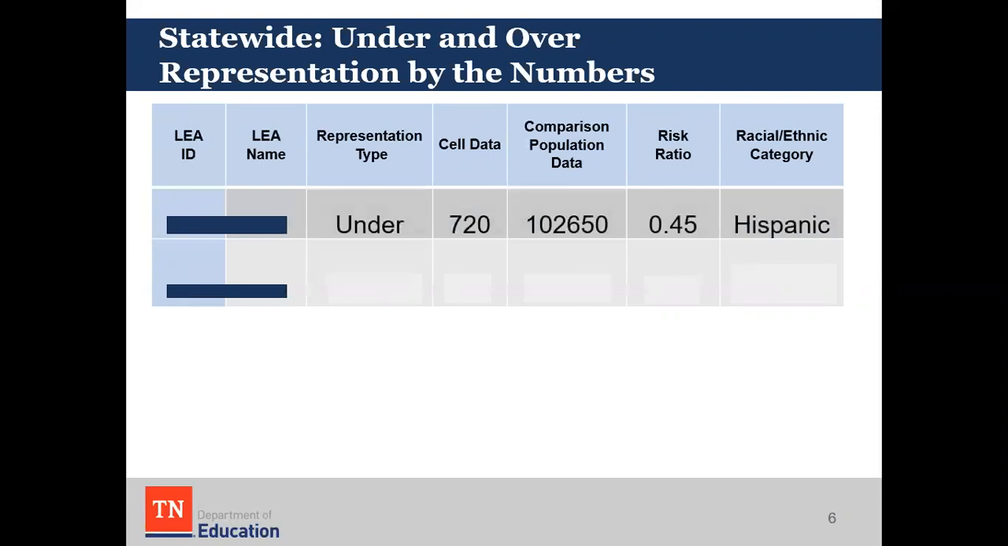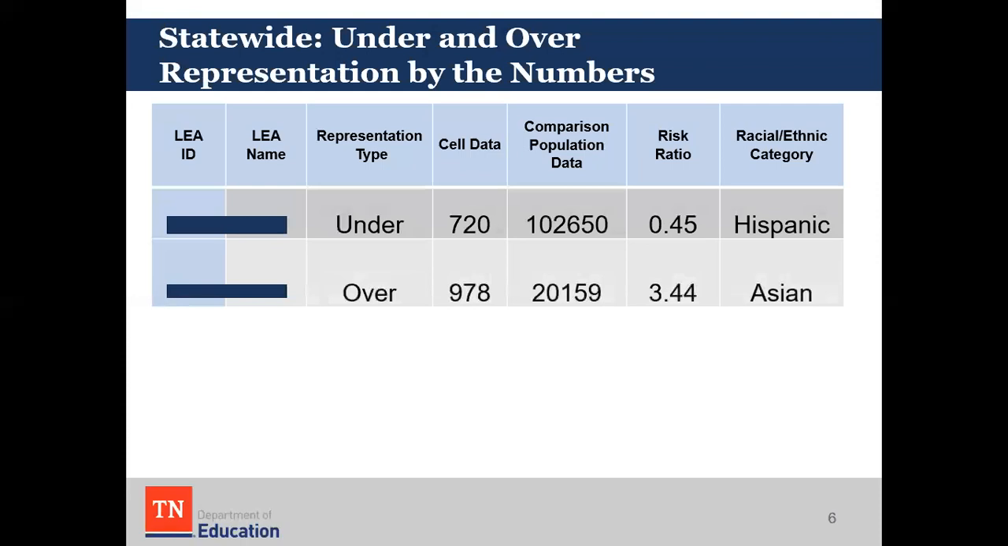Line 1 shows that as a state, we have an underrepresentation of Hispanic. That was flagged, and the cell data of that was 720, with a comparison data being 102,650, resulting in a risk ratio of 0.45. That means a Hispanic student is at least half as likely to be identified as intellectually gifted.